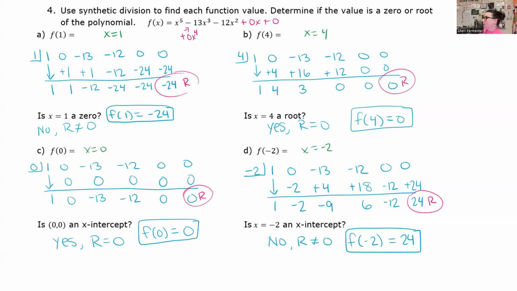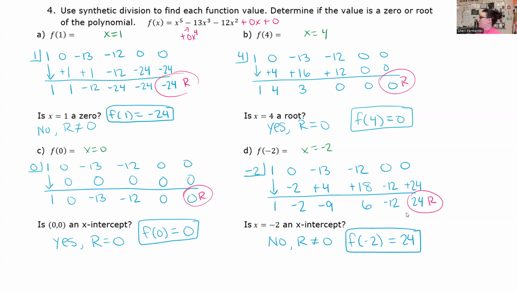Once you type it into your calculator, you can go to the table. And when you go to the table, all you're looking for is this value. You scroll up until you find x equal to 1, and y will be equal to negative 24. Then you scroll down and find 4, and at 4, y is equal to 0. When you go to 0, y is equal to 0. When you go to x equal to negative 2, y is equal to positive 24.